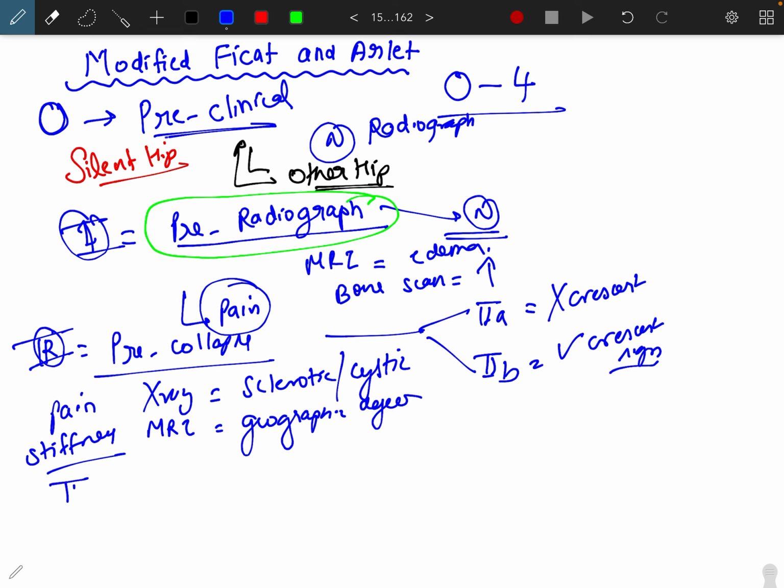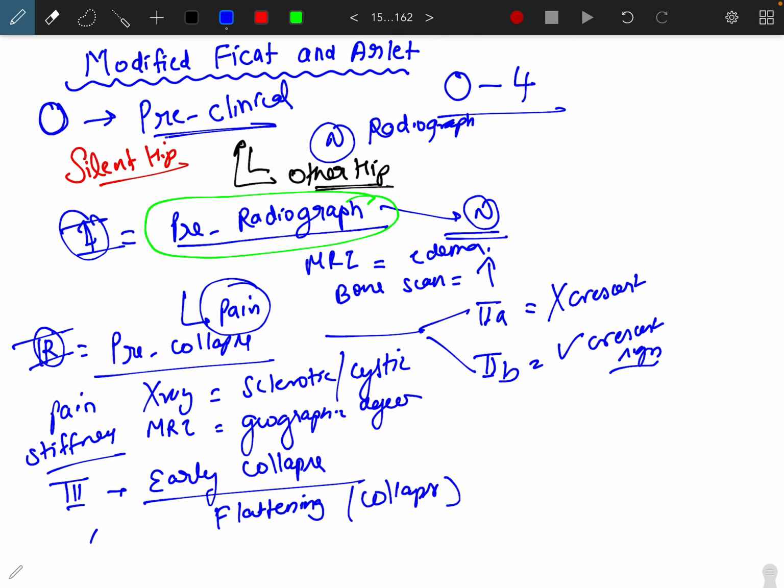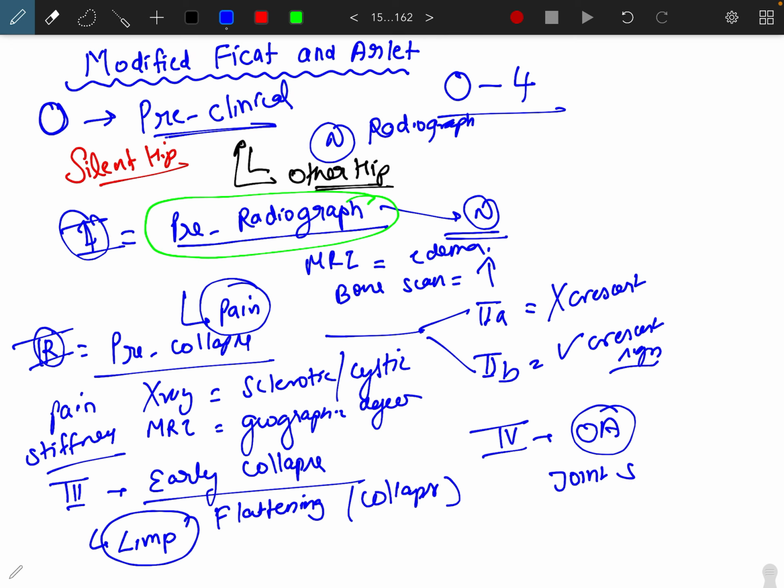Stage number 3 is the stage of early collapse. The X-ray will have flattening of the femoral head, or we can say the collapse is present. So the patient will have a limp in this stage. And the last stage, stage number 4, is the stage of osteoarthritis, where the joint space will be reduced, osteophytes will be present, and even acetabular changes will be there. So these are the 5 stages of the modified Ficat and Arlet staging.